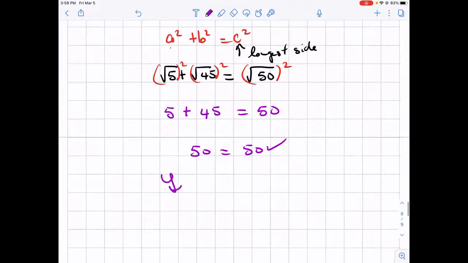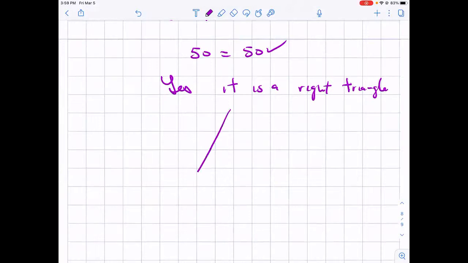So yes, it is a right triangle. That means that this point here is the right angle, because this is the square root of 50, this is the square root of 45, and this is the square root of 5. So here is my right angle. So we can use these formulas to help us justify things.